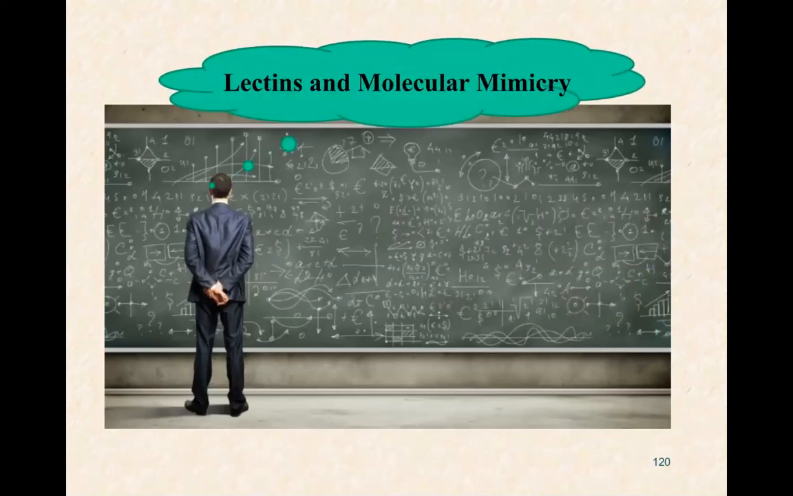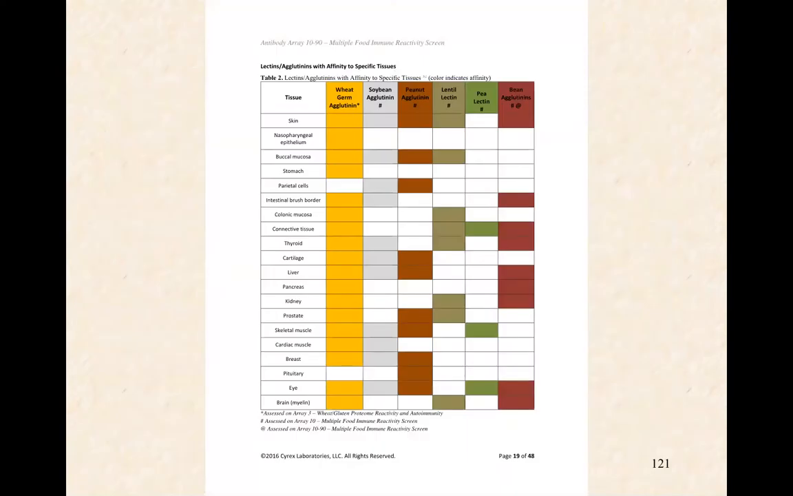Okay, what about lectins and molecular mimicry? Just look at this graph of lectins and molecular mimicry. Lectins from wheat, from soy, from peanut, from lentils, from pea, and from beans. And look at all of the different cross-reactivities that can occur with the nasopharyngeal epithelium, buccal mucosa, the stomach, the parietal cells, the brush border, the colonic mucosa, connective tissue, thyroid, cartilage, liver, pancreas, kidney, prostate.